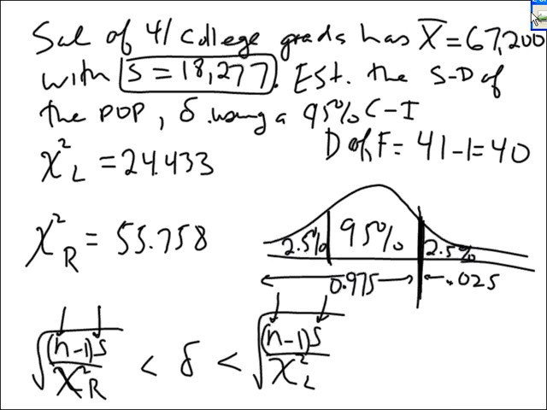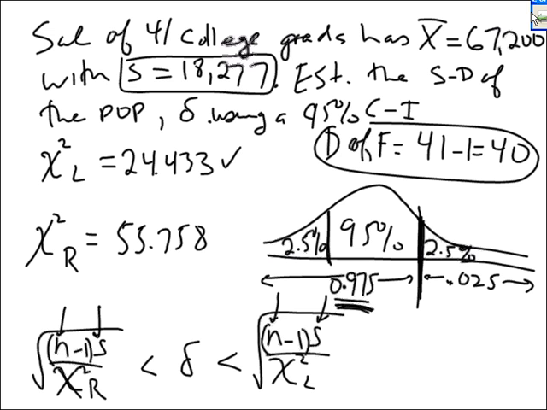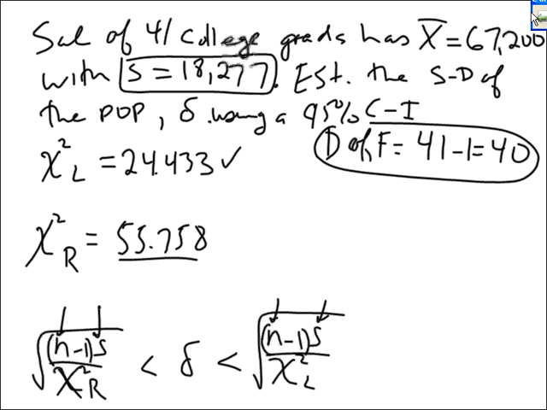For the left, for chi-squared sub L, you look under 0.975 and you go down to 40. N minus 1 is 40. And you get your number. And then you look under 0.025, go down to 40, and you get your number. Okay. And now it's just plugging in.